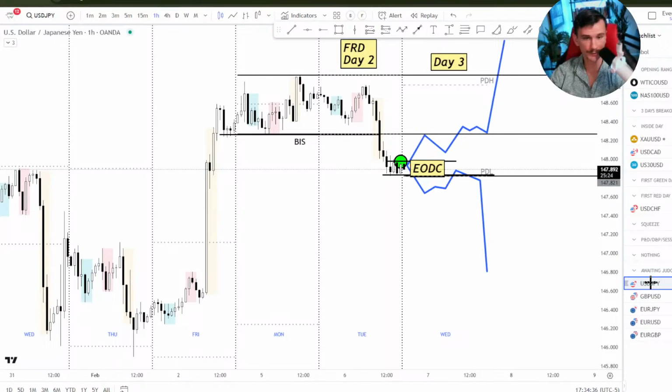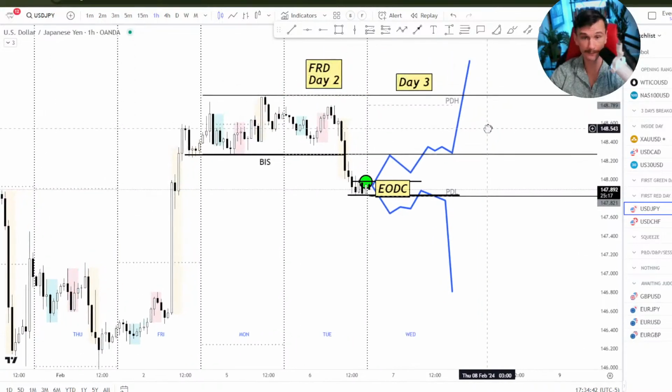Let's put this into opening range or first red day, whichever one. I honestly, at this point, it doesn't matter.